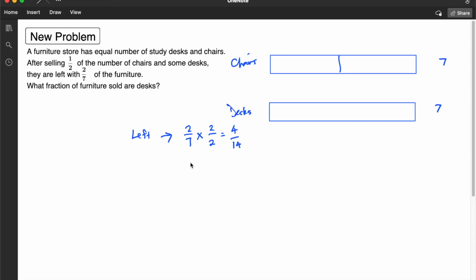So what we can do is try to multiply by 3 for both the top and the bottom. We're going to get 6 over 21, and immediately you can see that this cannot be used, because 21 divided by 2 is 10.5, and we cannot have 10.5 for the number of chairs or desks. So the next thing we can do is multiply by 4 for both the numerator and denominator. So we're going to get 8 over 28.